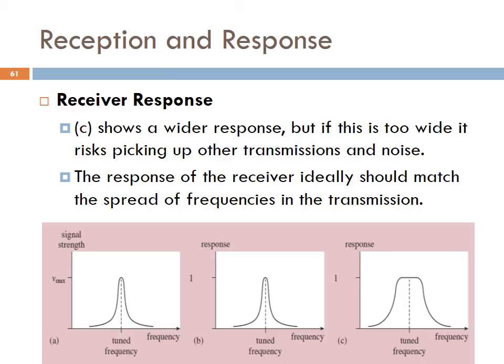The other option is represented in part C. C shows a wider response, but this is too wide and it risks picking up other transmissions and noise. The response of the receiver ideally should match the spread of frequencies in the transmission. So how to solve this problem?